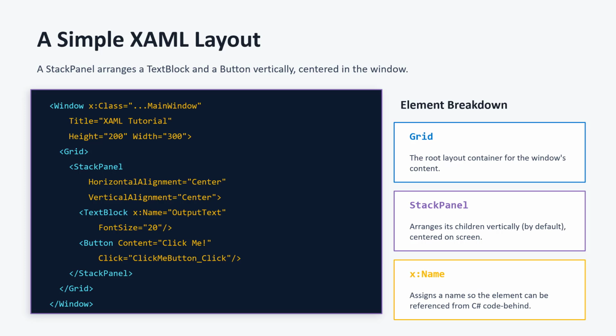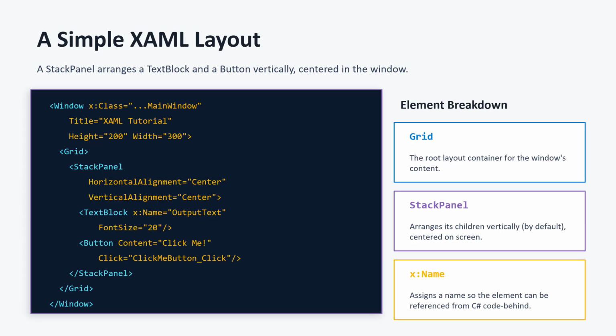Inside that, we have a grid. This is a root layout container for the Windows content. Inside the grid, we have a stack panel with its horizontal alignment and vertical alignment both set to center, meaning whatever is inside of the stack panel will appear centered in the window.